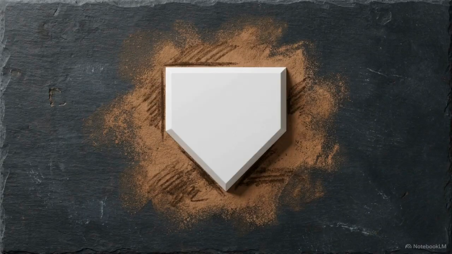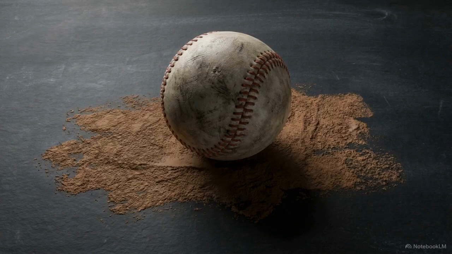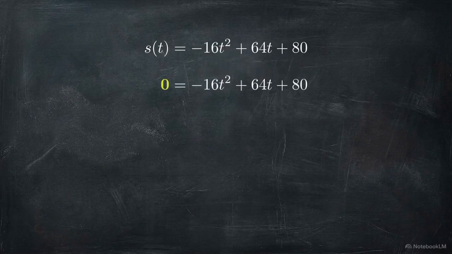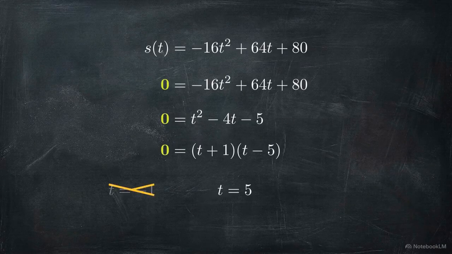So, how do we actually use this new tool? Let's determine the exact moment the ball hits the ground. Hitting the ground simply means the position equals 0. To find the time, we just take our finished equation and set it equal to 0. Solving this quadratic equation yields a positive time of exactly 5 seconds.